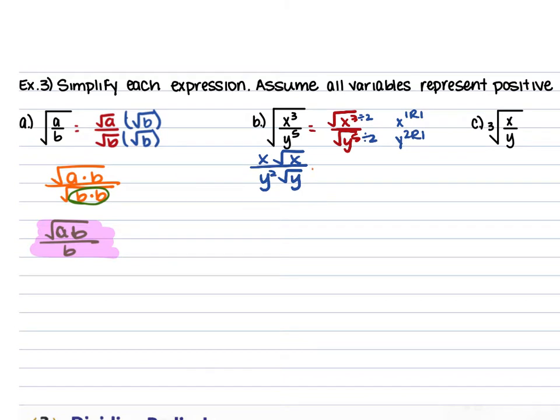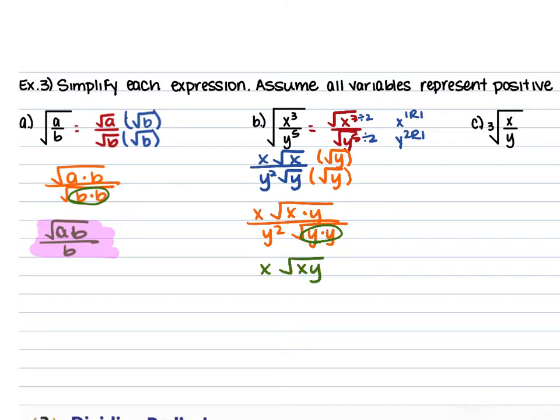If I rationalize my denominator, I'm going to multiply the top and the bottom by the square root of y. So this gives us x square root x times y all over y squared times the square root of y times y. Two y's pair up. We bring 1 out. So we have x square root xy, because the x times the y cannot simplify, so we just multiply them, and y squared times y. From here, we multiply the y squared times y, and we're left with x square root xy all over y cubed.